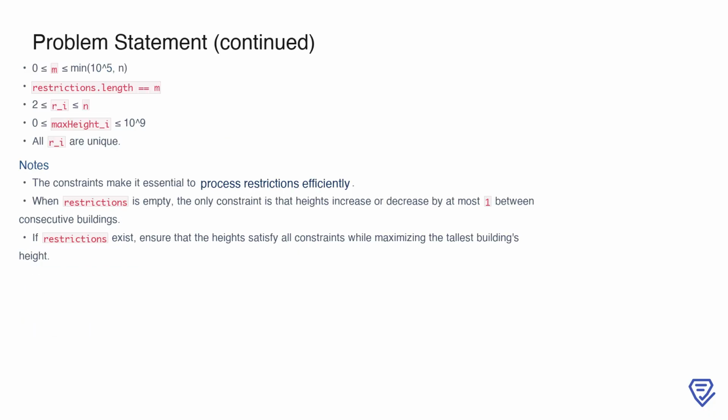Finally, let's consider the constraints and additional notes. The constraints specify that the total number of buildings, n, can be as large as 10 to the power of 9, and the number of restrictions, m, is limited to the smaller value between 10 to the power of 5 and n. Each restriction is unique, meaning no two restrictions apply to the same building. Additionally, the heights of buildings must either increase or decrease by at most 1 between consecutive buildings if no restrictions are present. When restrictions are provided, the solution must ensure that all height limits are respected while still maximizing the tallest building's height. This emphasizes the importance of processing the input efficiently to handle large values of n and m within the constraints of the problem.